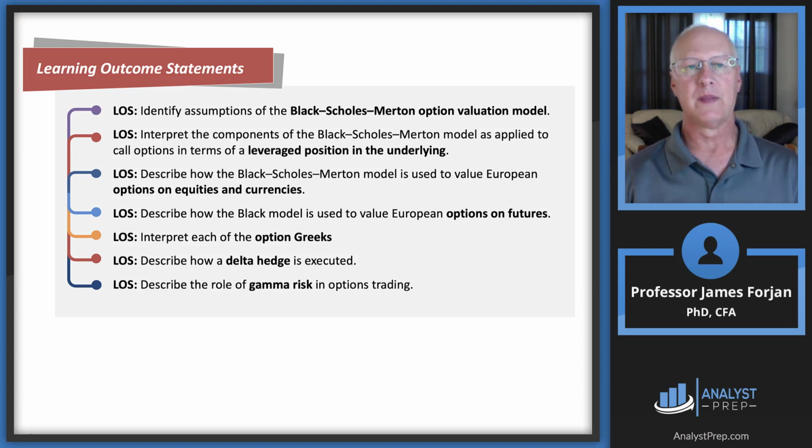One of the interesting things about these LOSs here for Black-Scholes-Merton is that there is no calculate or compute, but there is a whole bunch of describes and interprets. So what we're going to do is take you through some of the calculations so that you can describe and interpret. Most of these LOSs are pretty similar to what we had back in the binomial option pricing model LOSs, with the exception of the compute action word. But hopefully when this slide deck is completed, you will say to yourself, you know what, Jim, this wasn't nearly as bad as I thought it was going to be.